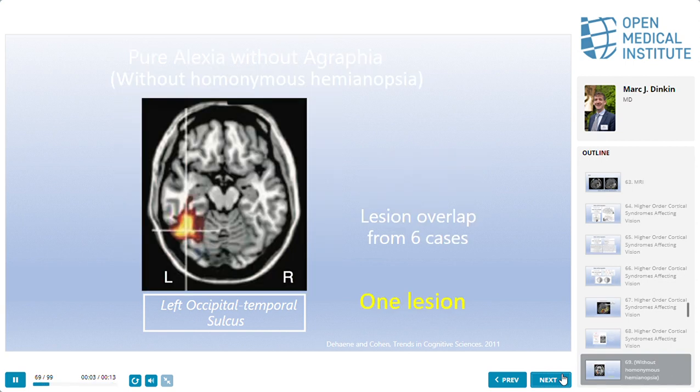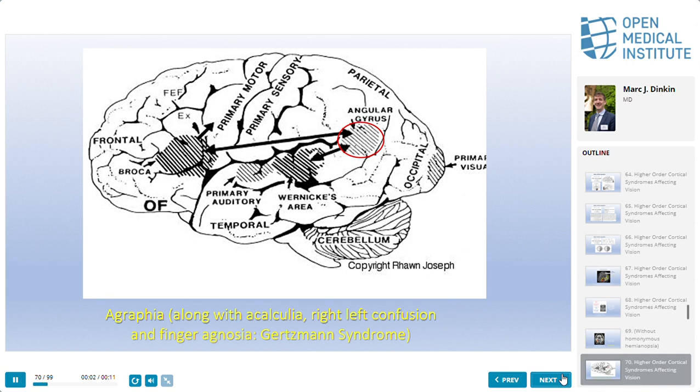Okay, and here we did lesion overlap, Dahan and Cohen, from 6 cases of alexia without agraphia. All of them had this area here involved. So that one lesion right there can give it to you. Occipital temporal sulcus. Meanwhile, your angular gyrus can give you agraphia as part of the Gerstmann syndrome. You need that area for writing. All right, and I'm going to skip this.